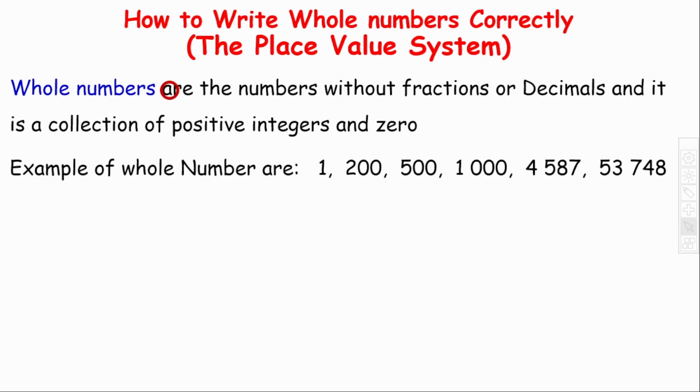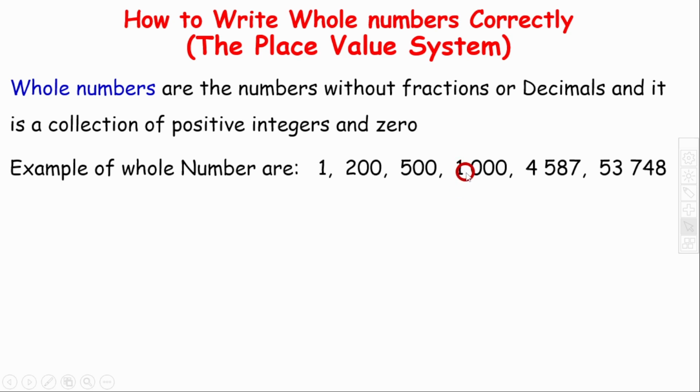You see, whole numbers are numbers without fractions or decimals, and they are a collection of positive integers and zero. Examples of whole numbers are 1, 200, 500, 1,000, 4,587, 53,748. There's something I would like to put across to you.